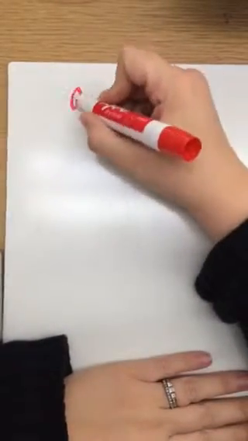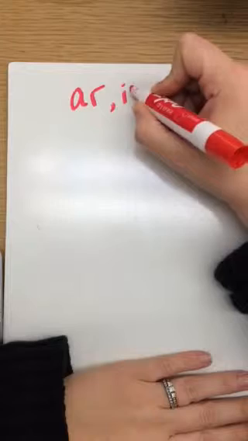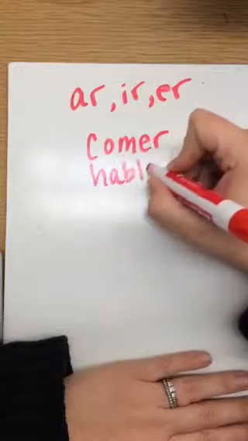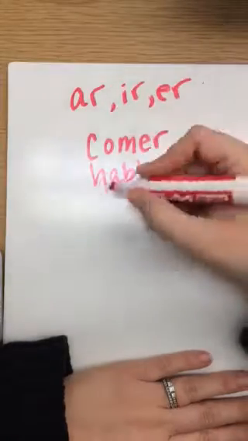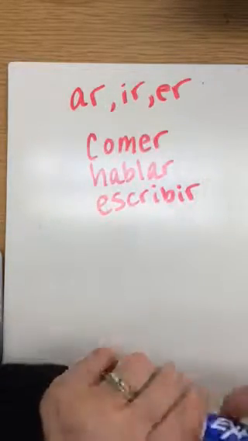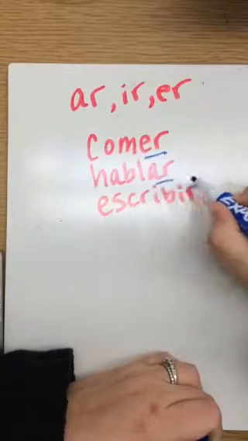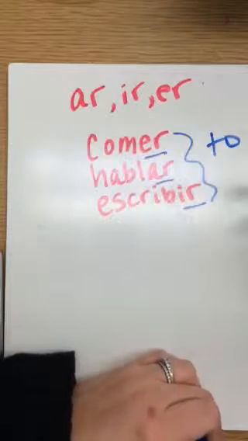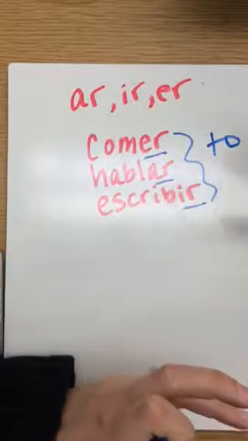Okay, we're going to practice a little bit more with our verbs because I think some of us were kind of confused today. In Spanish, you have words that end in AR, IR, or ER, and those words are typically verbs. For example, we have the word comer, or the word hablar, or the word escribir. Those last two little letters let me know that these words are verbs. These endings mean to. We call them the infinitive endings, but really they just mean to.